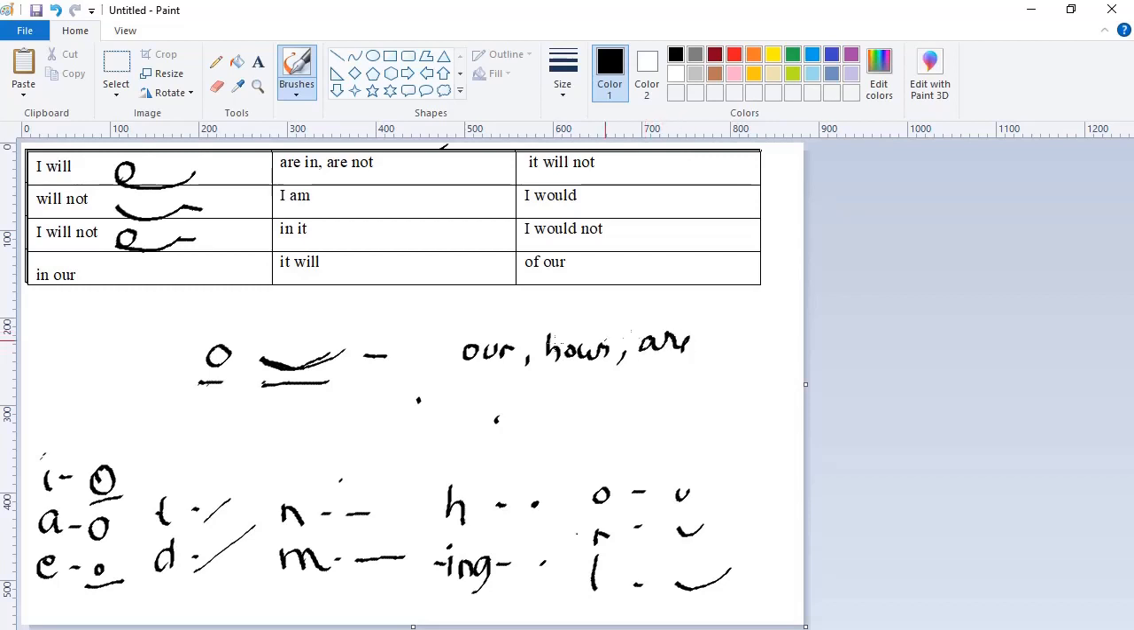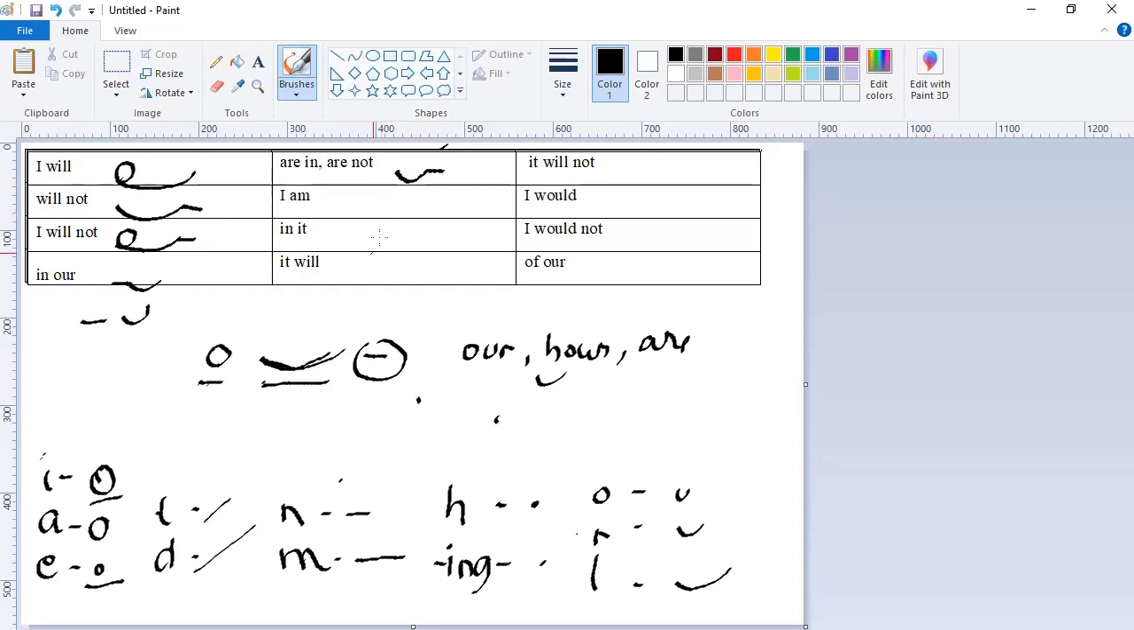R is represented by our R stroke. Now, "in" and "not" is represented by the N, right? So now in "in our," let's put together "in" and "our," and that's the stroke for "in our." Next, "are in" or "are not." So we have "are in" or "are not."